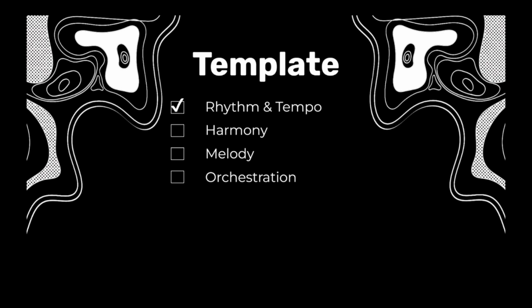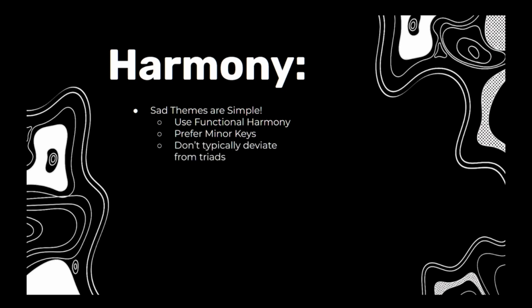Now, with the tempo and time signature taken care of, we can start to actually sketch out the idea. Personally, I like to start with harmony first, so that's what we'll be doing. Most sad themes are going to stick to functional harmony within a minor key. Typically, you'll work with just triads, but on occasion, 7th chords can be put to good use.